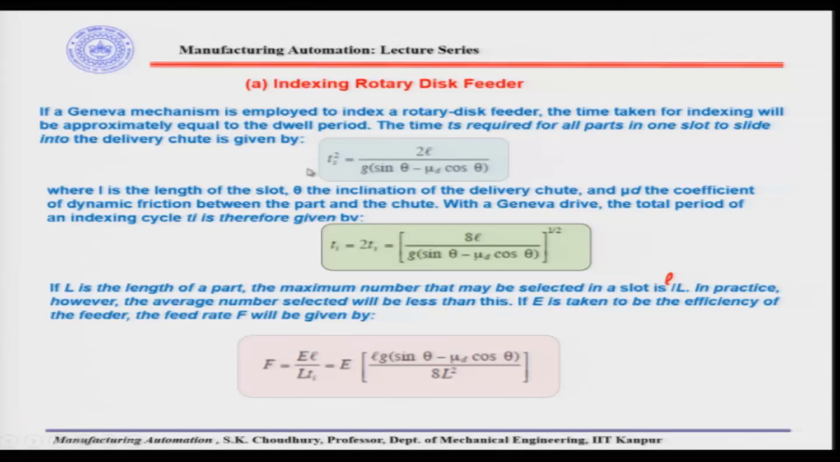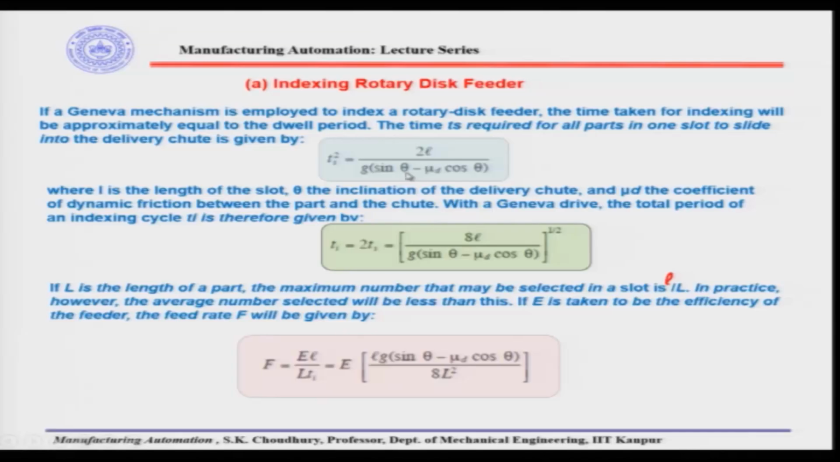Here we can find out the maximum feed rate or the mean feed rate by finding out how much time it takes. If a Geneva mechanism is involved, we consider that the index time and the dwell time are the same. So, this can be found out from 2L divided by g sin theta minus mu d cos theta, if you remember that we have done that earlier.